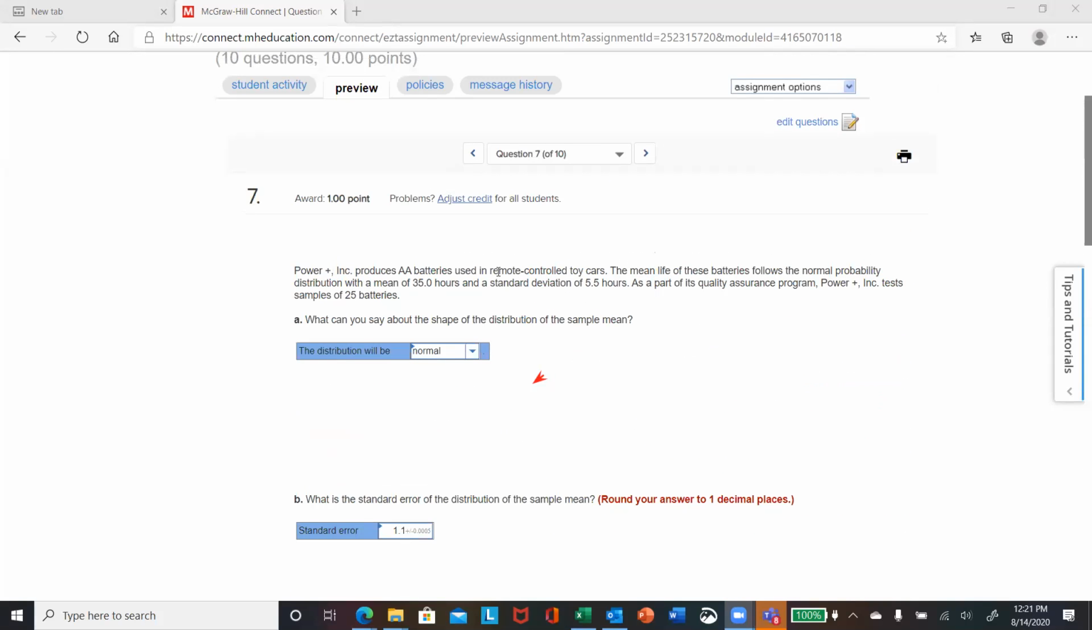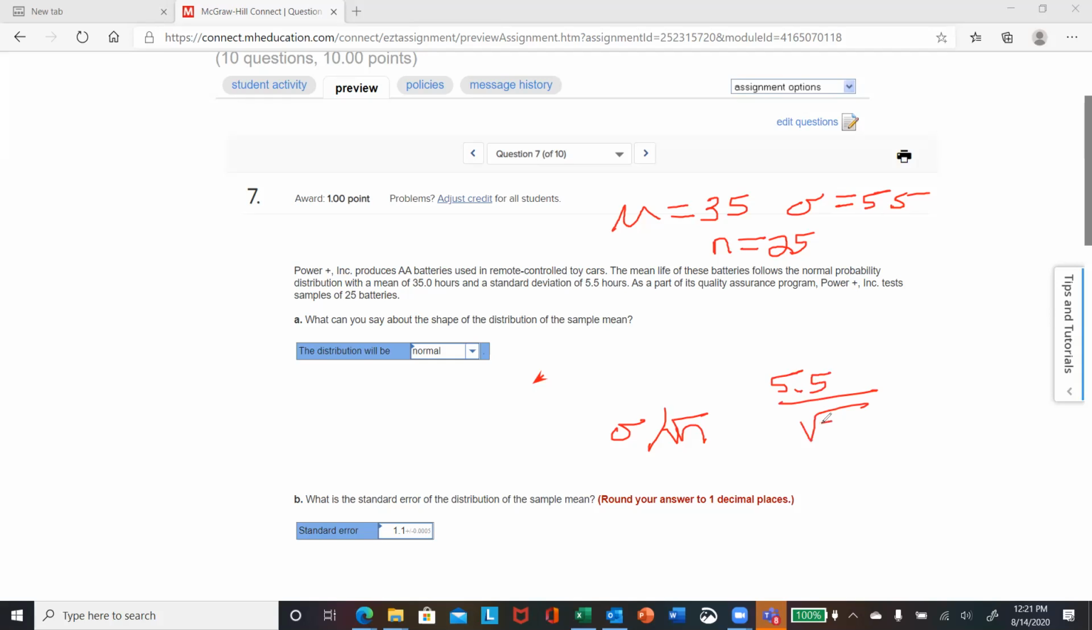When I work these problems, when I first read them, I look at what the mean is. So the mean in this problem is going to be 35. Sigma, I call it sigma, is going to be 5.5. And our sample size is going to be 25. So on part B, when you took sigma over the square root of n, you'd have taken 5.5 divided by the square root of 25.